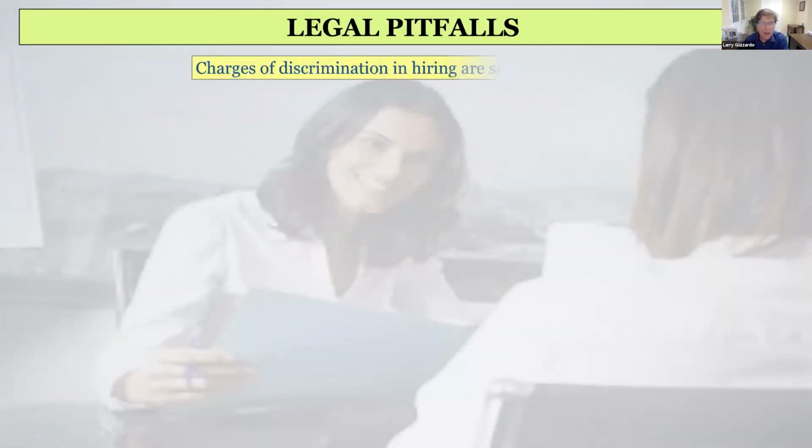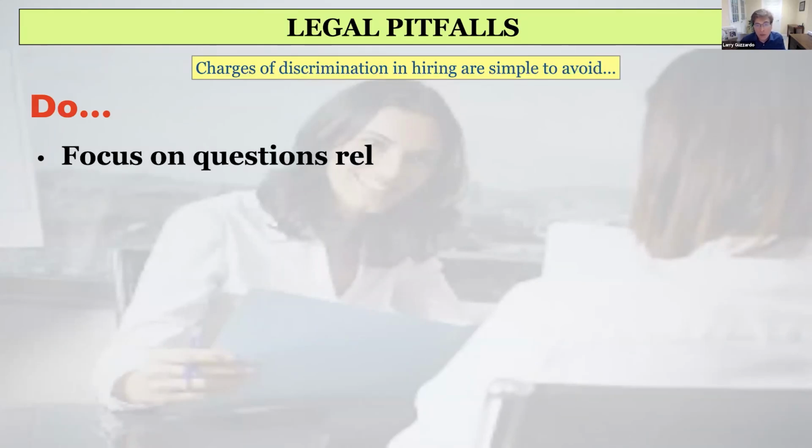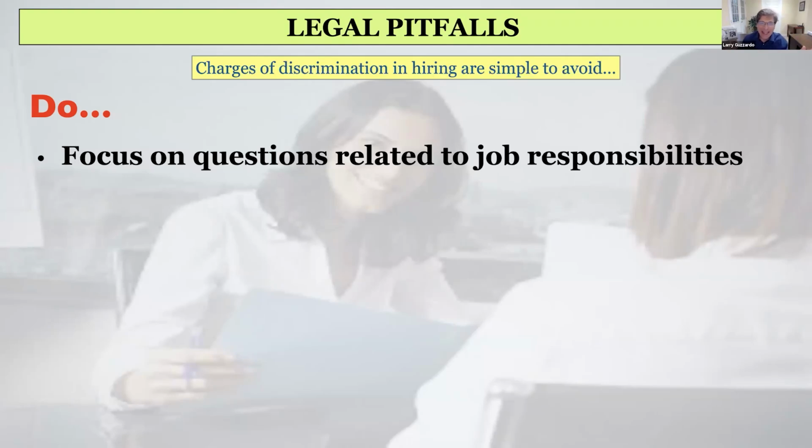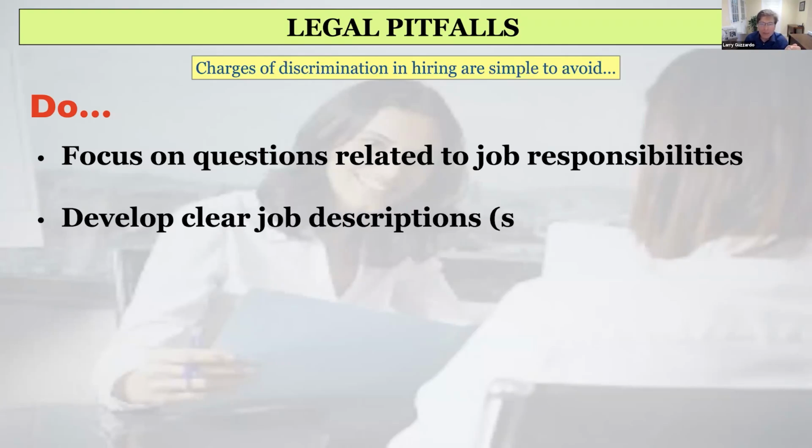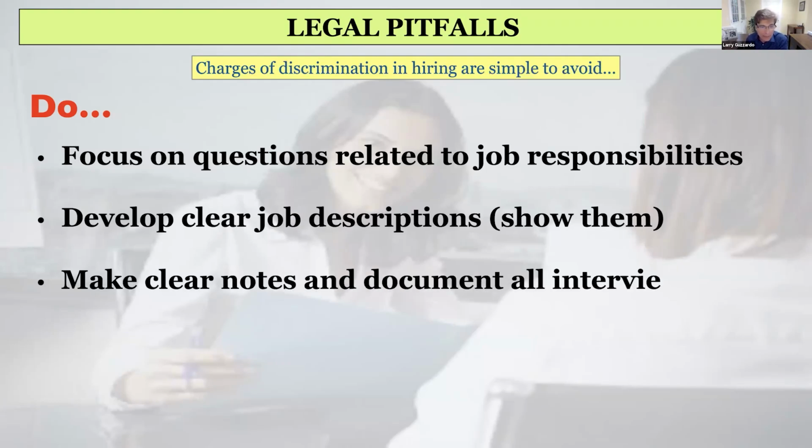There are some legal pitfalls that you have to be aware of, but they're simple to avoid. Very, very simple. Number one, focus on questions related to job responsibilities. Notice how I keep going back to that job description and how much it will help you know what to talk with people about. Because if it's not related to the job, there's no reason to bring it up. Develop clear job descriptions so that you can show them, these are the responsibilities that you're going to have. And we want to know that you're okay with it.